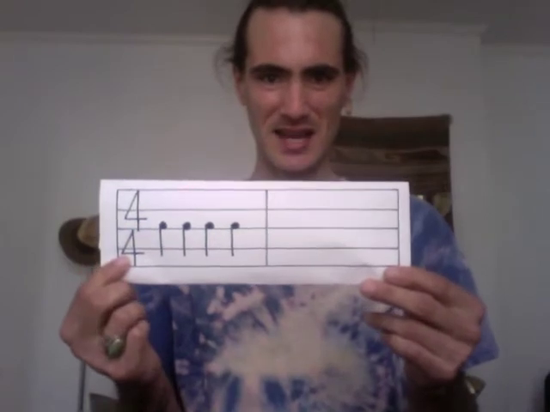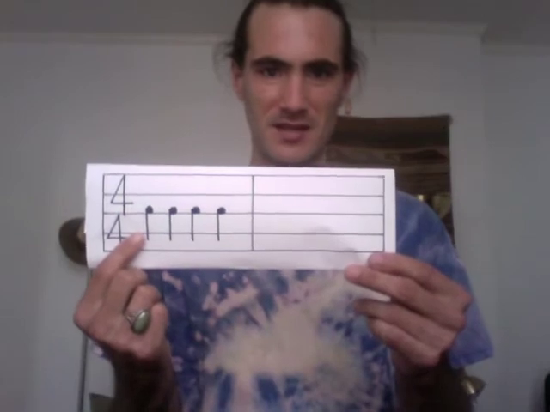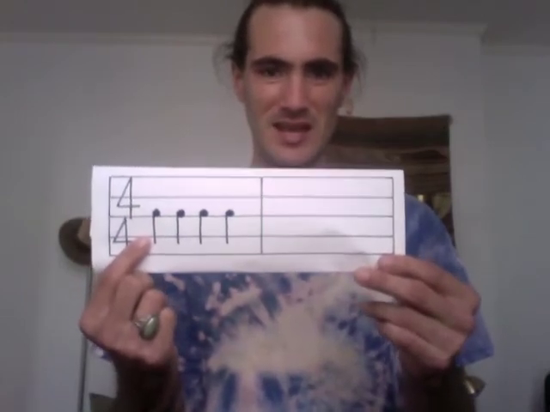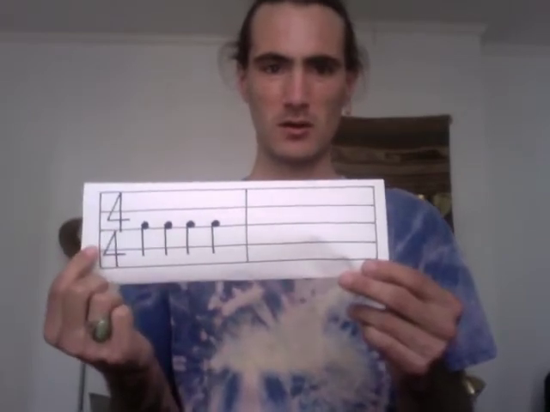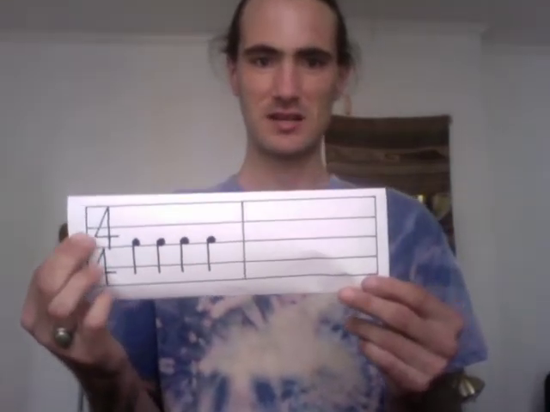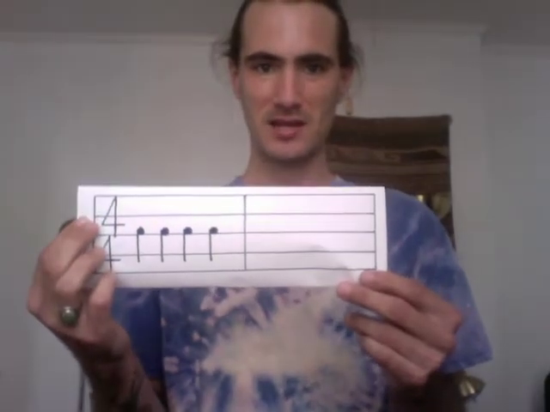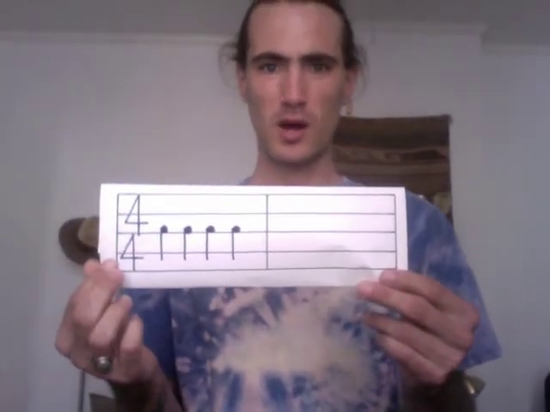What it means is that a quarter note, this symbol right here, gets the beat. You will need 4 quarter notes to complete a measure. That is what a time signature tells us. It tells us how many beats complete the measure and what note gets the beat. Top number tells us how many beats complete a measure, and the bottom number tells us what note gets the beat.